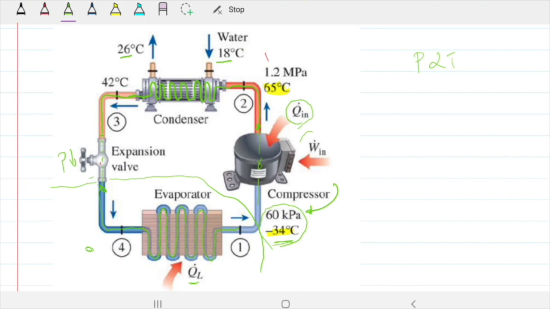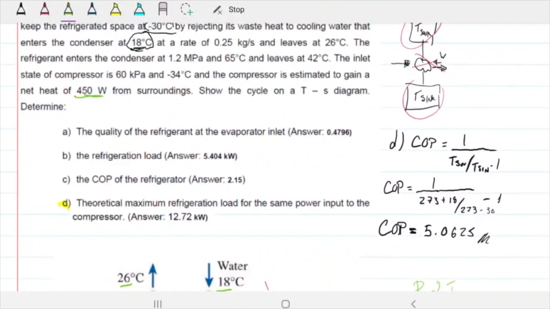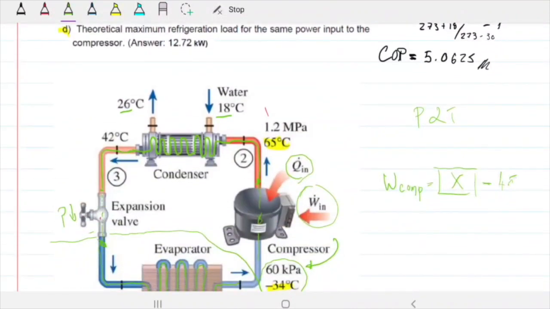That means my compressor has to work a bit less, right? Whatever the compressor would have to do before, let's leave that as a blank because we don't know that number yet. If we want to take the fluid from minus 34 to 65, it would have to do X work. Just leave X for now. But because we have that Qin going in, it's going to be X minus 450 watts, because the surroundings are actually helping us out in this case.